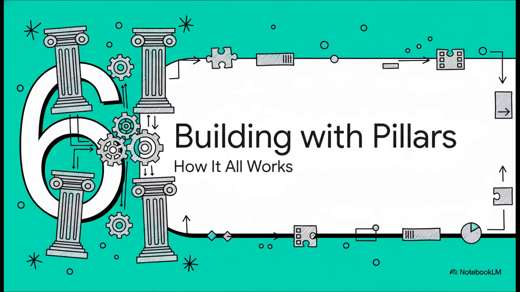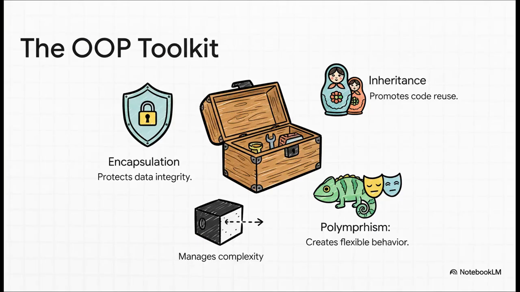Okay, we've covered a lot of ground. So let's take a second and see how all four of these pillars, these big ideas, actually work together as a team to help you write way better software. Let's just boil it all down. Encapsulation? That's your data shield. It protects your object state. Inheritance? That's your efficiency expert.